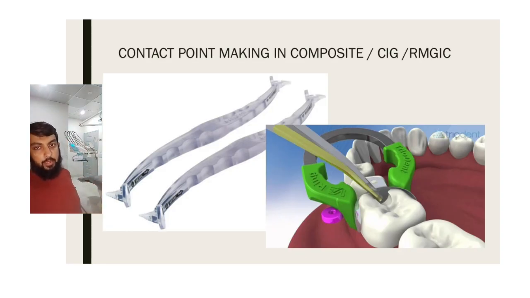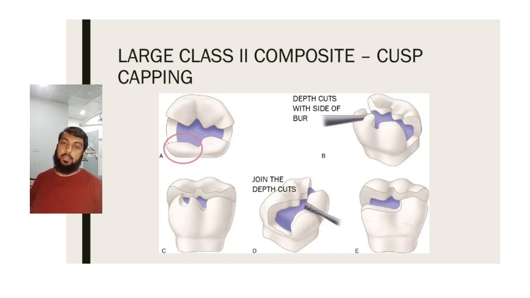Now here we come to large class 2 tooth preparations. There are steps of cusp capping. There is a thin cusp. You are going to put depth cuts with the side of the tapered Fisher bur or any other 169L or similar bur. Then join these depth cuts to smooth them out, and you have a reduced cusp. This cusp will be covered by composite to prevent its fracture.